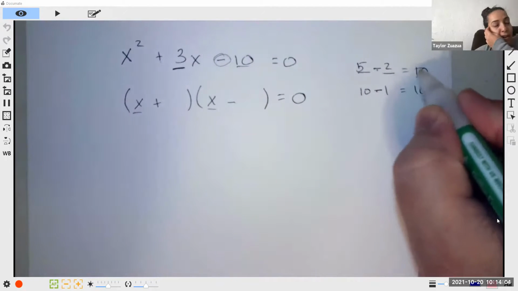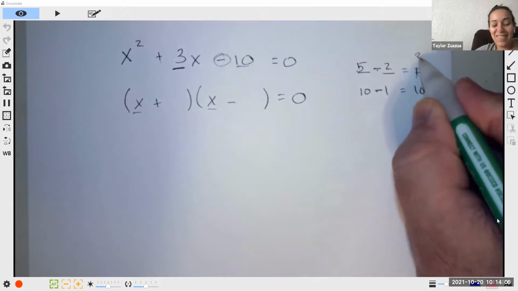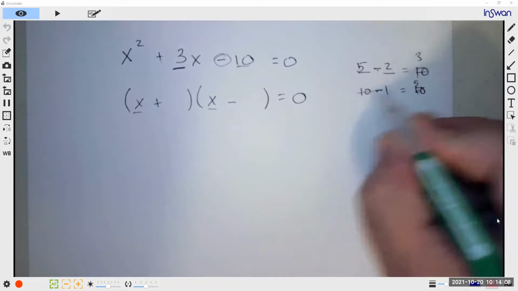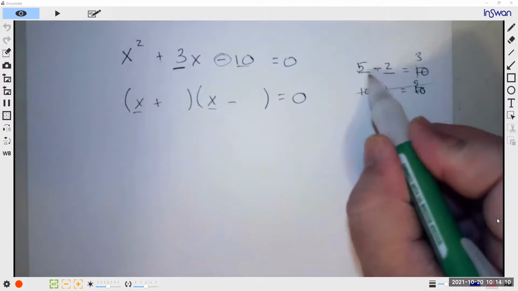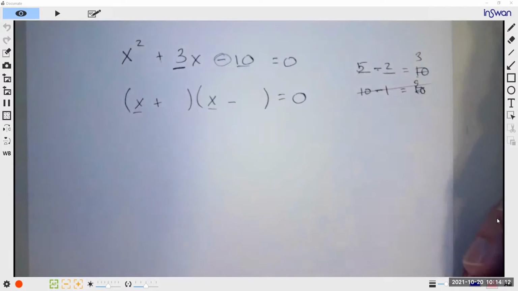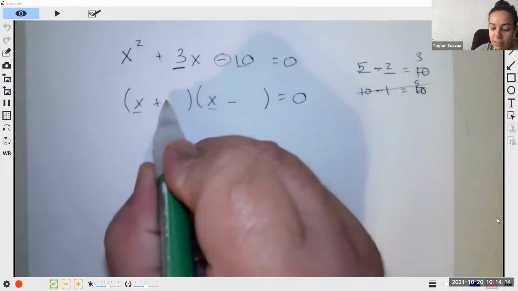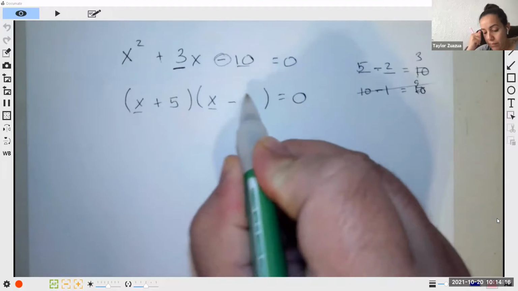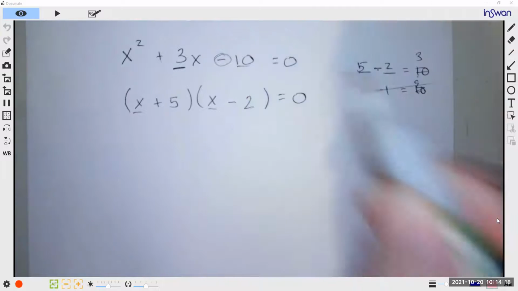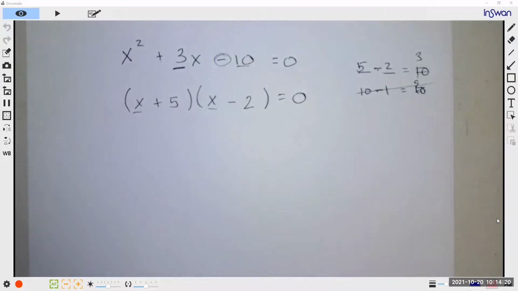So it'll be 5 minus 2, which is 3. Yeah, and 10 minus 1 is 9. So the numbers are 5 and 2. The bigger number gets the positive, and the smaller gets the negative. Yeah, I know what you meant. Positive. And there you go.